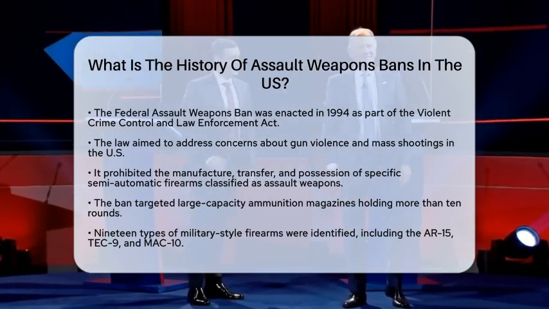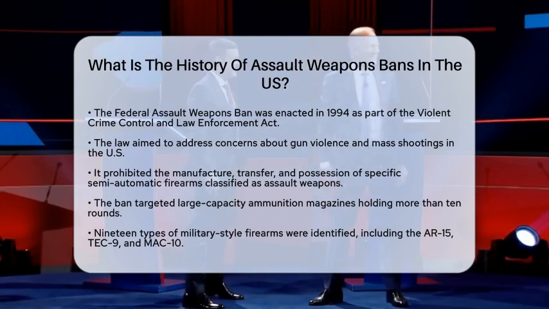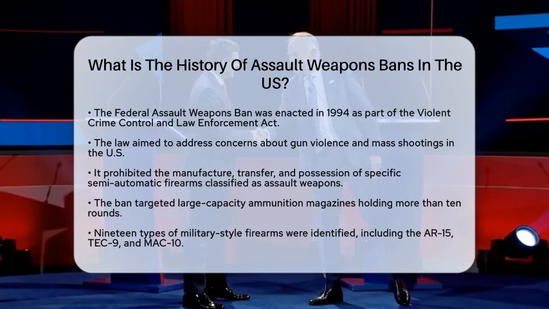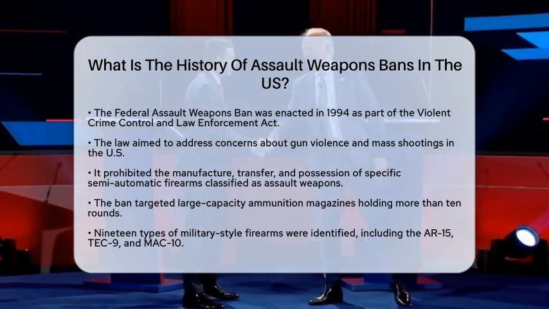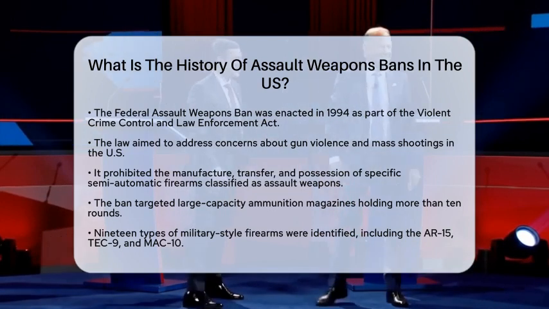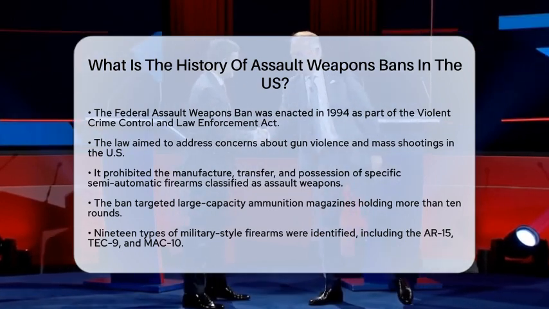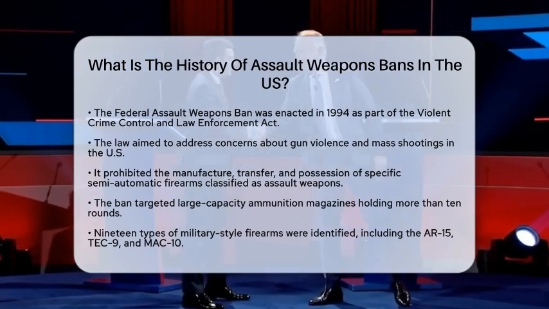This law was part of the Violent Crime Control and Law Enforcement Act signed by President Bill Clinton. It aimed to address growing concerns about gun violence and mass shootings. The ban specifically prohibited the manufacture, transfer, and possession of certain semi-automatic firearms defined as assault weapons. It also targeted large-capacity ammunition magazines that held more than 10 rounds.